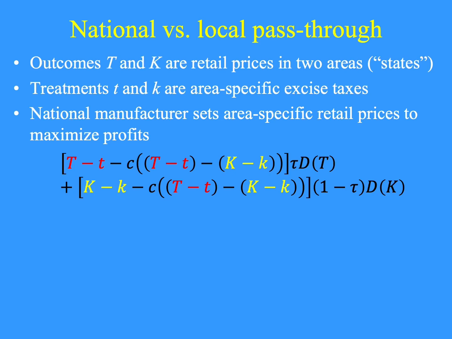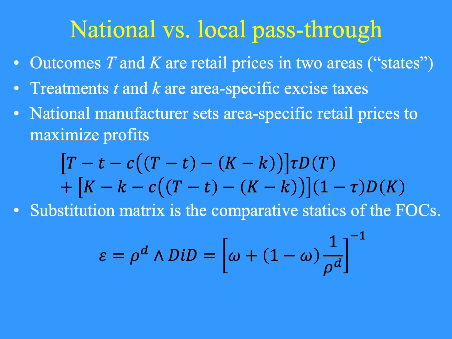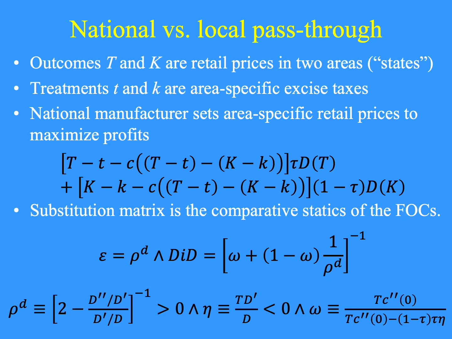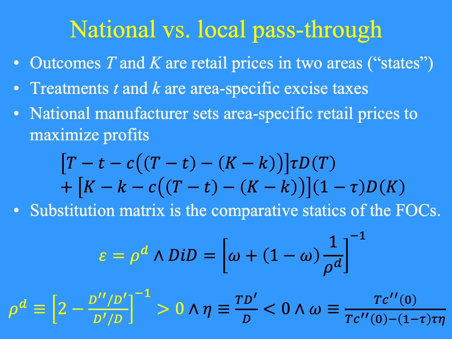We calculate first-order conditions, not shown in this slide, and calculate comparative statics with respect to the two excise tax rates. We refer to the scale effect as ρ because it's the national pass-through rate. It is the usual pass-through parameter coming from the second derivative properties of the demand curve.